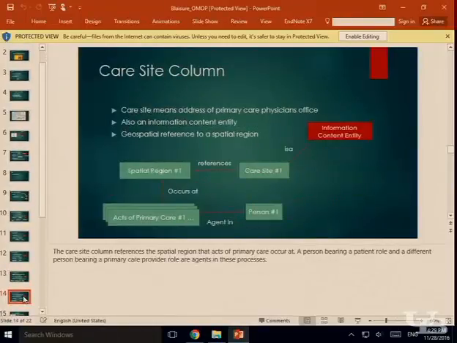The care site column, again, a little ambiguous for the name, but it's referring to the primary care physician's office. It would be an address that is an information content entity about that care site, which is a spatial region where acts of primary care happen.